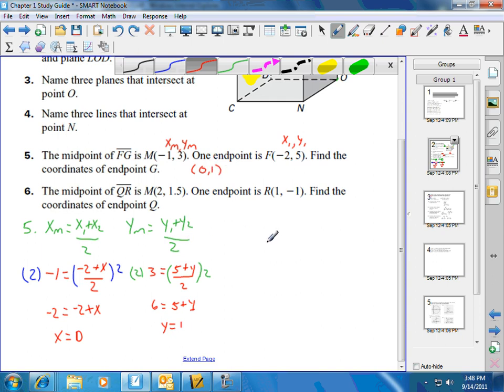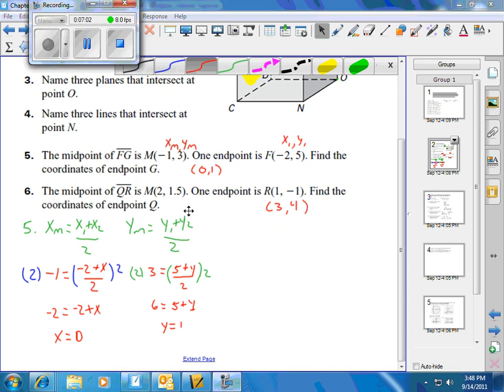All right. Looking at number 6, the midpoint of QR is 2, 1.5. One endpoint is 1, negative 1. Find the coordinates of endpoint Q. Okay, so we would do the same thing that we did for number 5, and for number 6 we would end up with 3, 4. Okay, so I'm going to stop there for now.